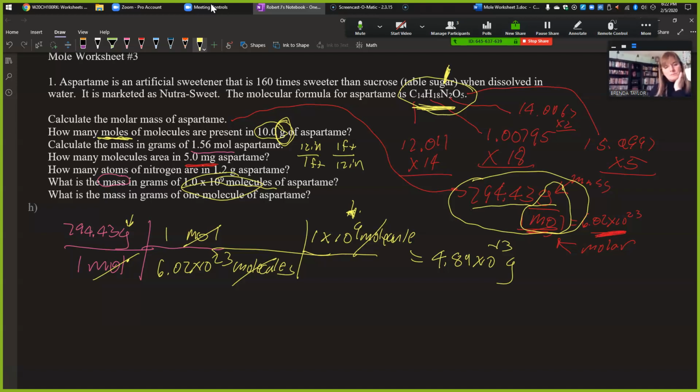So are you asking me what 4.89 times 10 to the negative 13th grams means? Was that your question? No? Oh, I keep saying E.